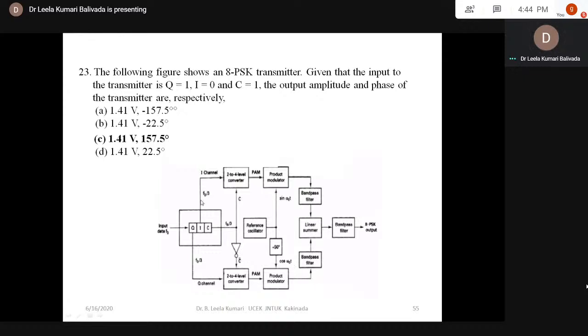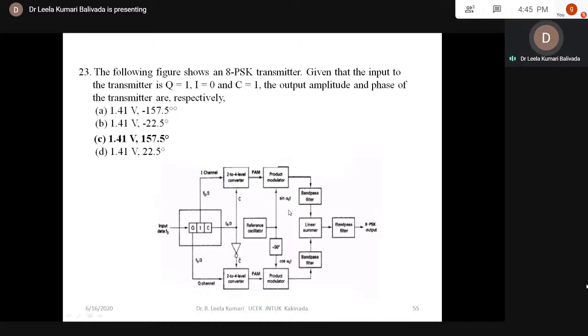Okay. Now, in the I channel, I equals 0 and C equals 1. C equals 1 means its magnitude is 1.307, and I equals 0 means its logic level is minus 1. Therefore, the input to this 2 to 4 level converter is minus 1.307. Therefore, at the input of the product modulator, we will have minus 1.307.